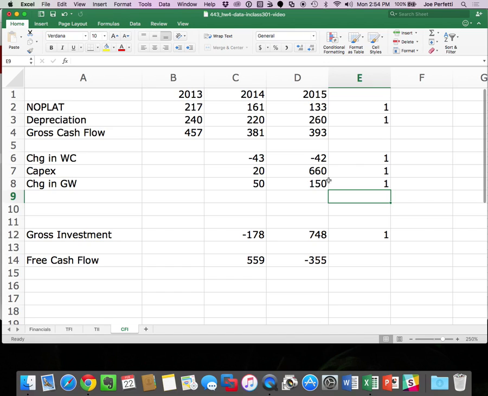So the one problem in the real world when you look at changes in goodwill is that changes in goodwill that are positive add to gross investment. Changes in goodwill that are negative have no impact on cash flow whatsoever, because again, it's impaired and it's a non-taxable item.